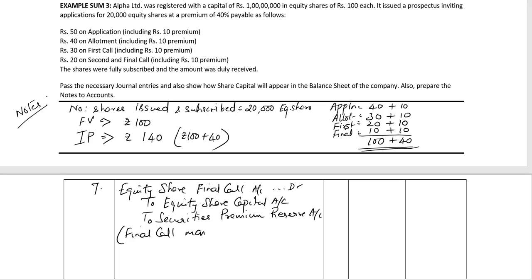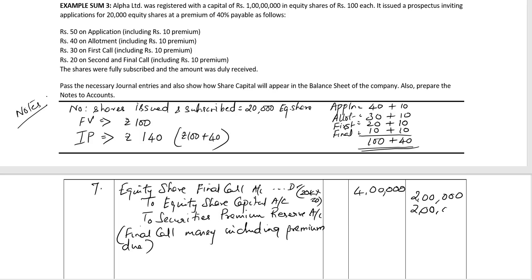money including premium due. It's 10 plus 10, so the total against the final call is 20k multiplied by 20 rupees, which is 4 lakh rupees, and the amount towards share capital is 2 lakh rupees, and the amount towards securities premium reserve is also 2 lakh rupees.